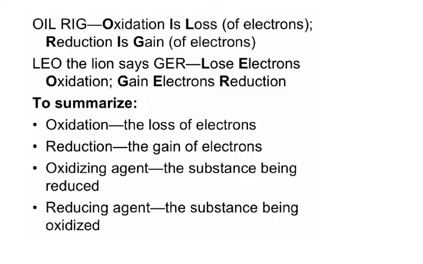So here we have OIL RIG as one way to remember it. It's an acronym. Another popular acronym is LEO the lion says GER, so you can pick whichever one you want, as long as you remember who's doing what. So to summarize, keep in mind that oxidation is the loss of electrons, reduction is the gain of electrons.